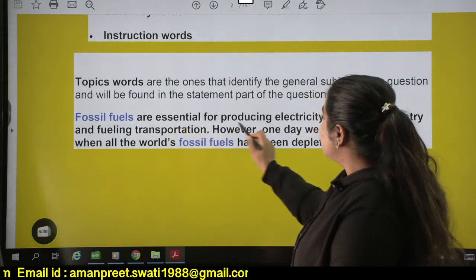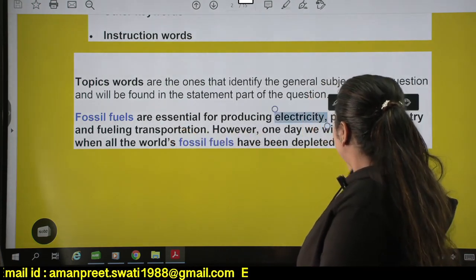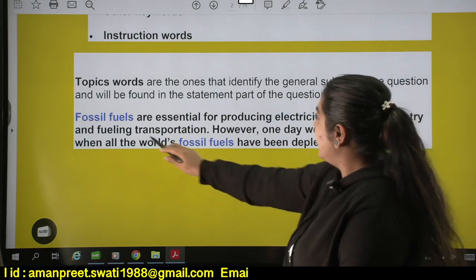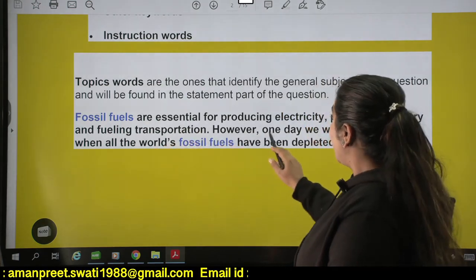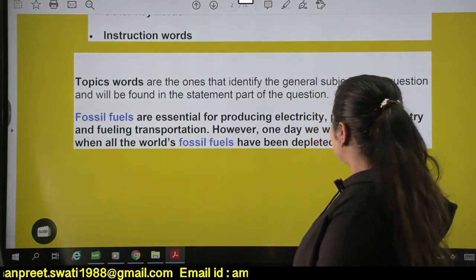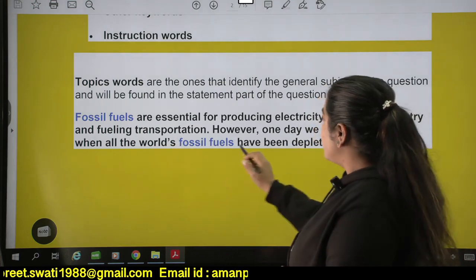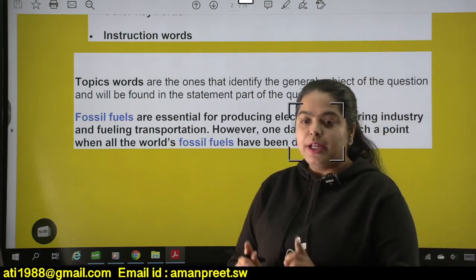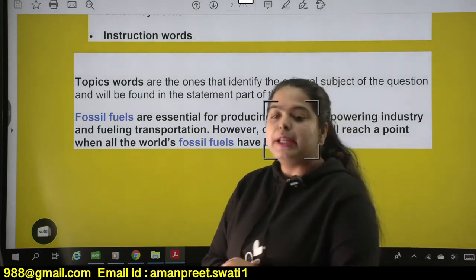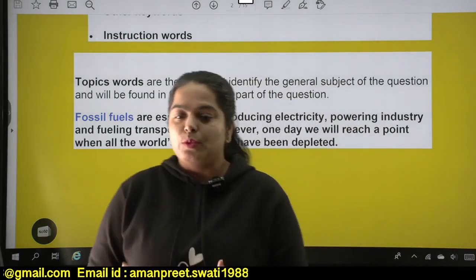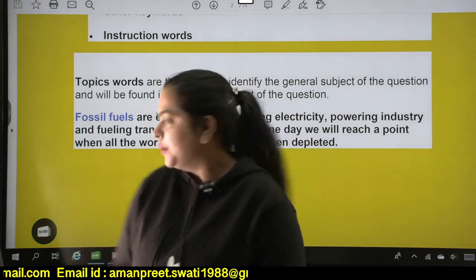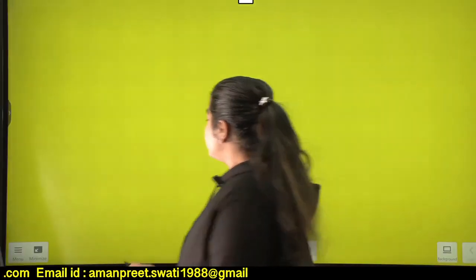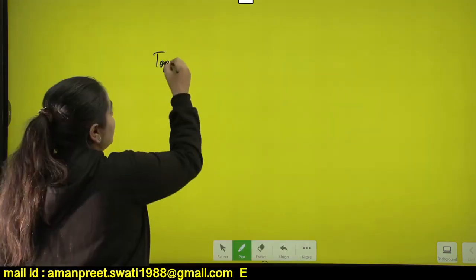Fossil fuels are essential for producing electricity, powering industry, and fueling transportation. However, one day we'll reach a point when all the world's fossil fuels have been depleted. So the whole idea revolves around what? It basically talks about fossil fuels. So this is the topic word. The first step is to identify your topic word.